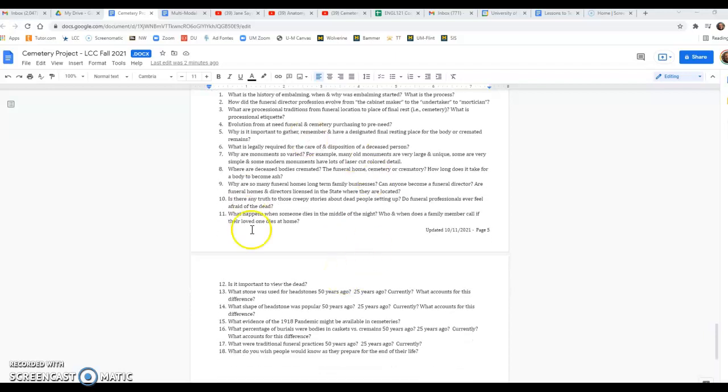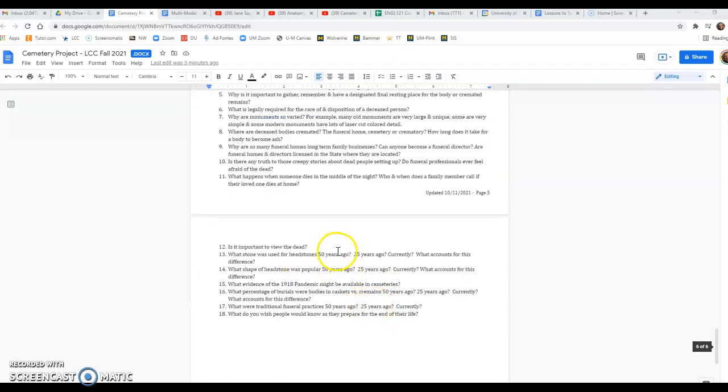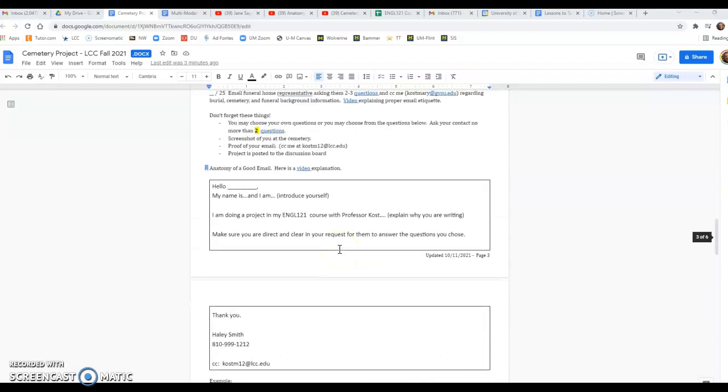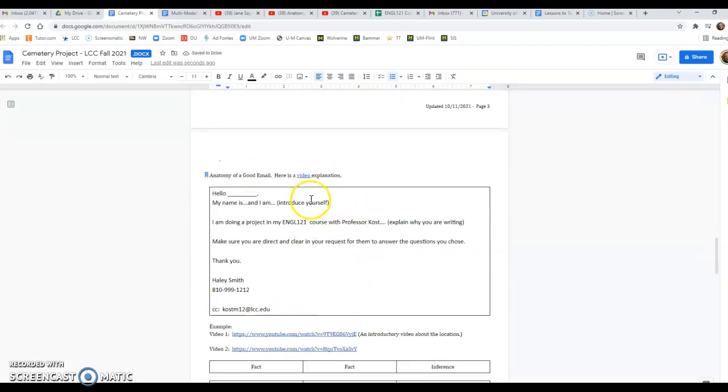Don't ask them for more than three, because they're doing this free of charge and they have a business to run, so we don't want to take up too much of their time, but they have already graciously allowed us to contact them, and I already talked to all of them. We just need to email them whatever questions you want to do. And then here is an anatomy of a good email, so I just wanted to remind you of that. Here's the video to remind you of that good email.